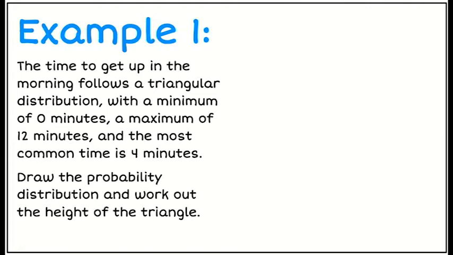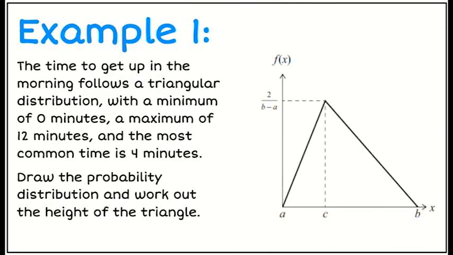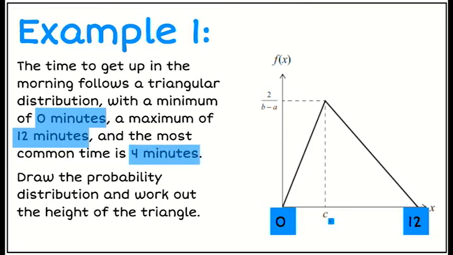Let's have a look at an example. The time to get up in the morning follows a triangular distribution with a minimum of 0 minutes and a maximum of 12 minutes, and the most common time is 4 minutes. So we want to draw ourselves the probability distribution and work out the height. We know it starts at 0 minutes, so that's our minimum A. We've got a maximum of 12 minutes, so that's the tallest point on the x-axis. And we know the most common time is our mode, which is 4 minutes.